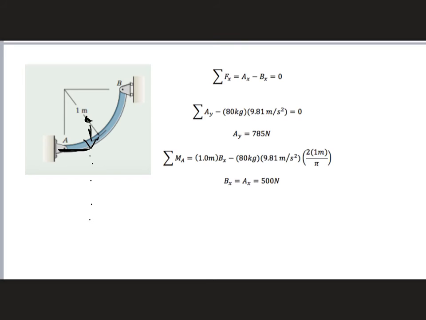And so when we apply that right here, that's just our moment arm times the weight of the entire bar, and we can solve that for Bx, which we know from up above is equal to Ax, and that works out to be 500 newtons. And so we actually see that the y value is the same as it was in the previous example, but the reaction force in the x direction is a little bit less because of the curvature of this bar.